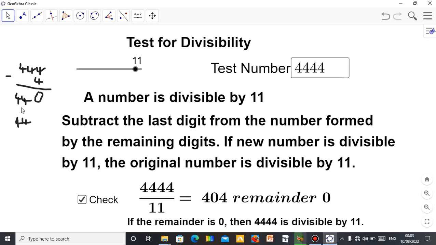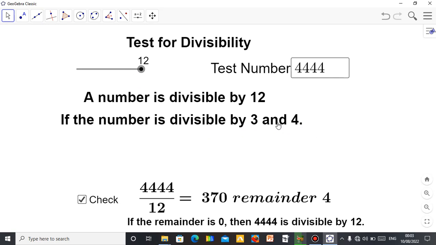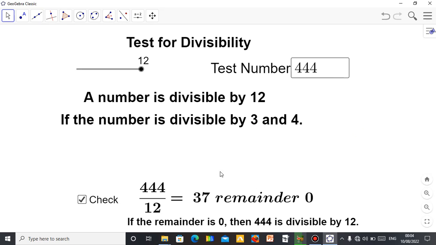So let me delete this. Then the last one I did here was to check for 12. To check for 12, it is easy: if the number is divisible by 3 and 4, then it will be divisible by 12. You can see 4,444 is not divisible by 12 because the remainder is not 0. You can keep changing the numbers to check. So this one is divisible by 12, and you can see it because it's divisible by 3 and also divisible by 4.